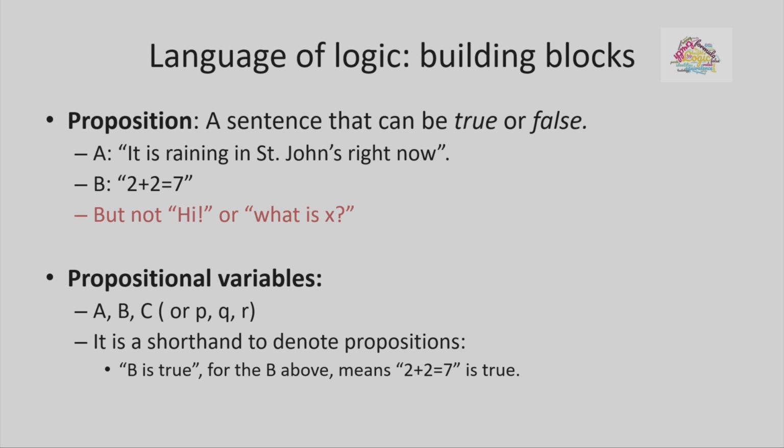And often, just like in arithmetic, you use letters to denote numbers that you don't yet know. We will use propositional variables, letters A, B, C, or P, Q, R, to denote propositions. So rather than writing "It's raining in St. John's right now" many times in a formula, I'm just going to use the letter A to denote that sentence, in a sense that if it's raining in St. John's right now, the variable A would take the value true, and if it's not raining in St. John's right now, it would take the value false.